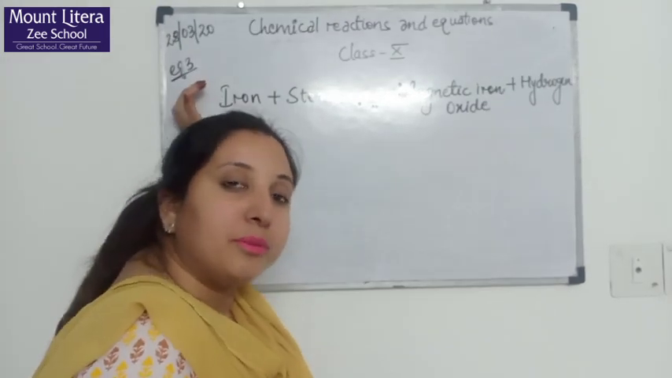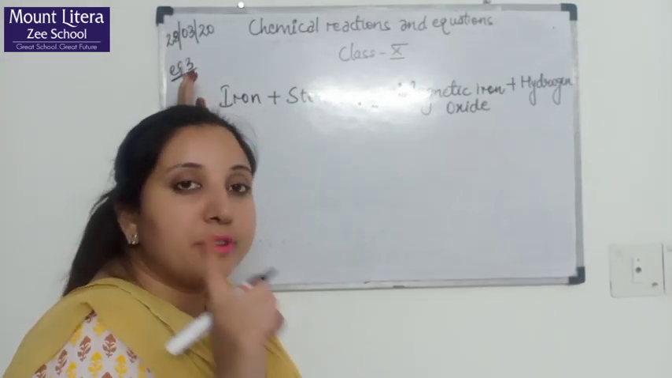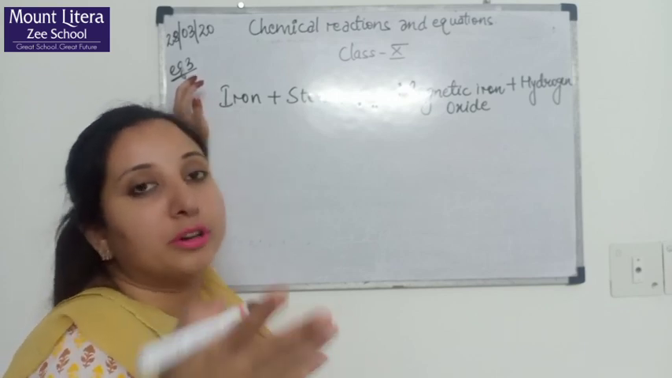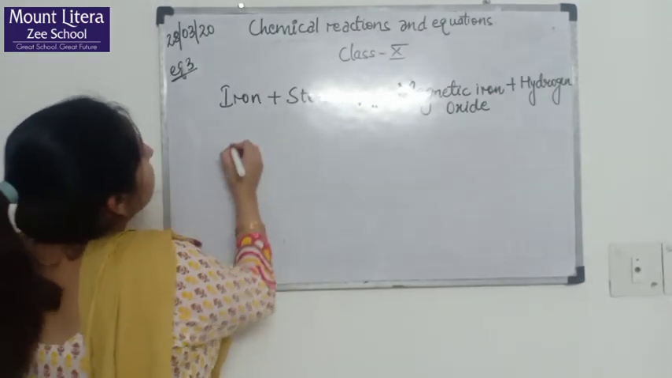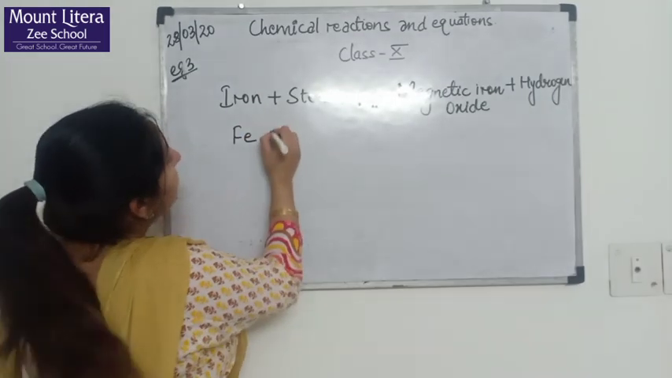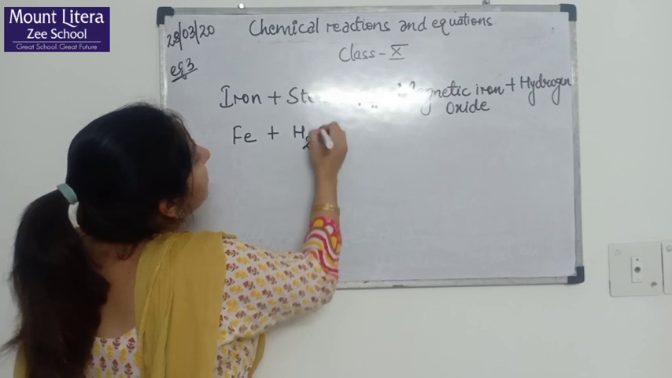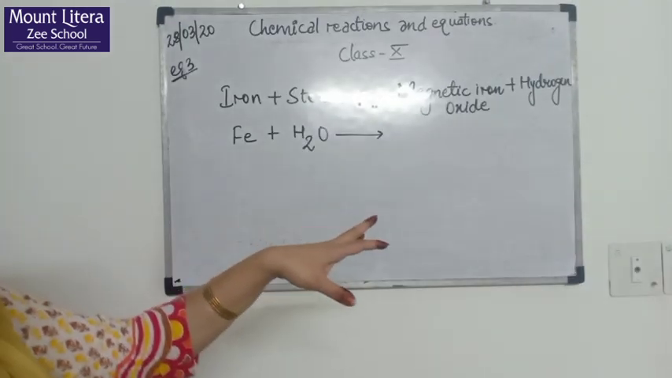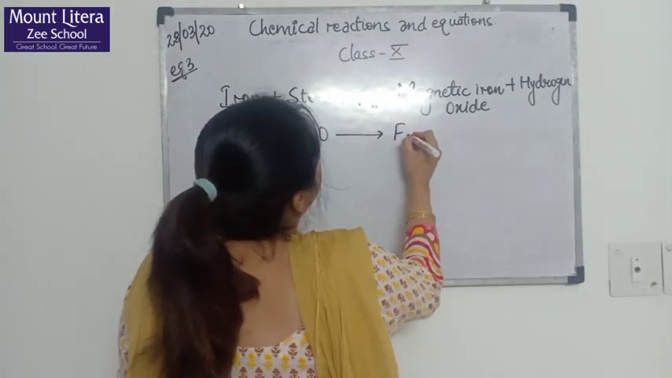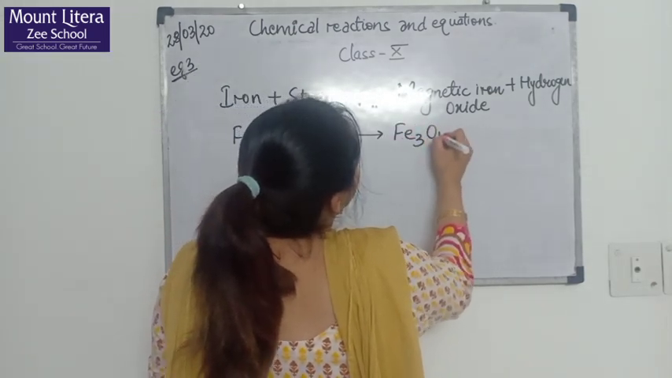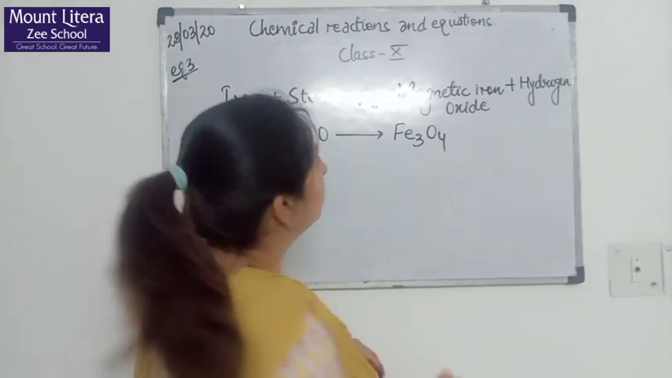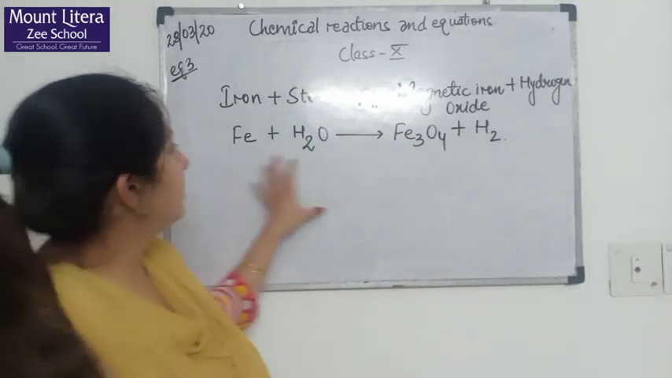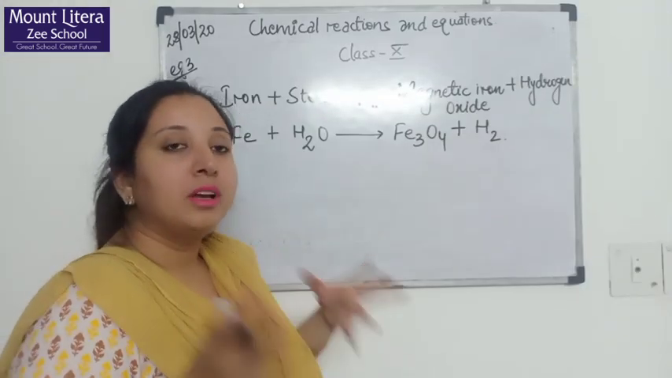This equation is your word equation. The very first step is to convert the word equation into the symbolic equation, or formula equation. Iron means Fe, plus H2O, and magnetic iron oxide is Fe3O4, plus hydrogen. This is your symbolic equation.